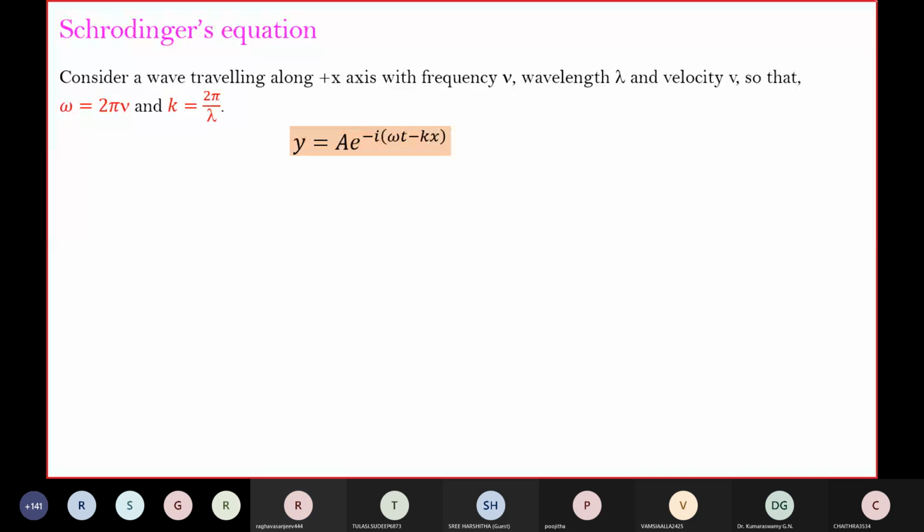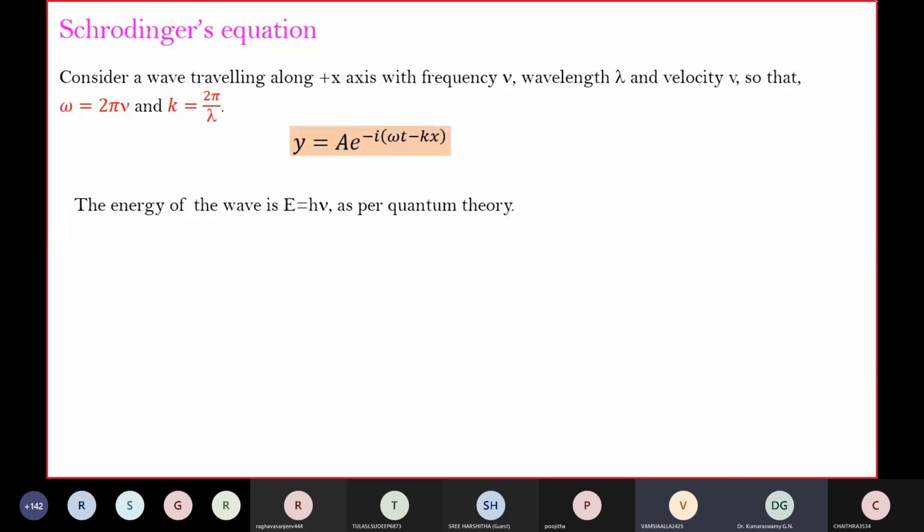Okay. Here, y is the displacement of the wave along the y-axis. Of course, it is moving along the x-axis. It is a transverse wave. A is the amplitude, maximum amplitude. Omega is the angular frequency. t is the time, at any time, whatever time we consider. And k is the propagation constant. x is the location or the distance.